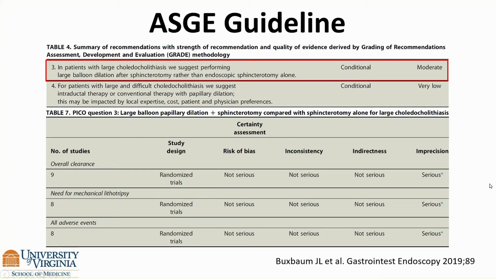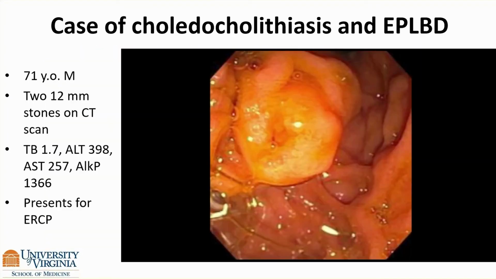So the ASGE in their 2019 guideline did discuss some techniques, and they said that in patients with large bile duct lithiasis, it's suggested to perform large balloon dilation after sphincterotomy rather than sphincterotomy alone. This was a conditional strength recommendation with moderate quality of evidence.